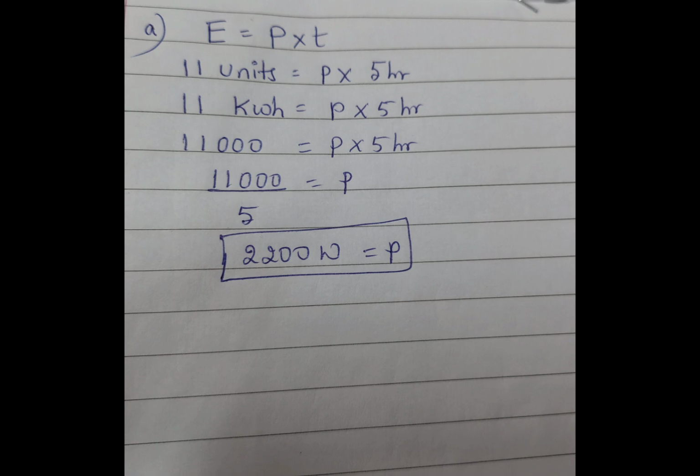So here units they have given. Units means what? Kilowatt hour. That means 11 kilowatt hour is equal to P into 5 hours. Then we can convert kilowatt hour into watt hour. So 1 kilo is equal to 1000. So now 11 kilowatt we can write 11,000 is equal to P into 5 hours. Now we have to find out the P value. You send this 5 to this side, then 11,000 divided by 5 is equal to P. So if we calculate, we'll get power is equal to 2200 watt.